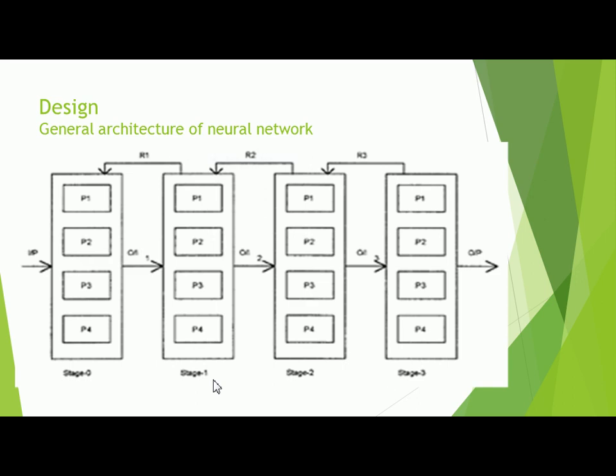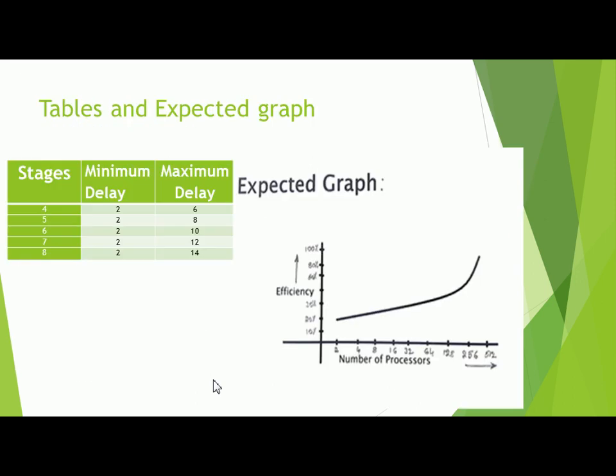Here is my design and architecture. There are 16 processors and 4 stages. The information is processed in the forward direction as well as in the backward direction. Here is the table and the graph. The minimum number of stages is 4, and there are minimum and maximum delays for each stage. The minimum delay for each stage is 2, and the maximum delay is calculated by the formula 2 of n minus 1. As the number of processors increases, the efficiency increases.